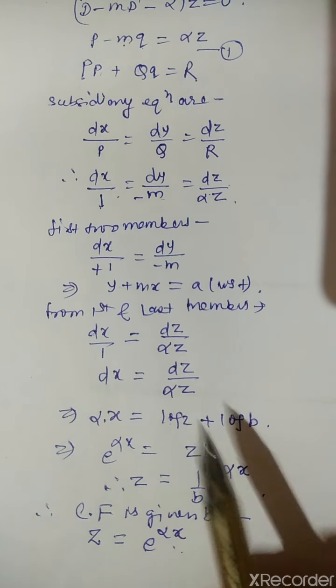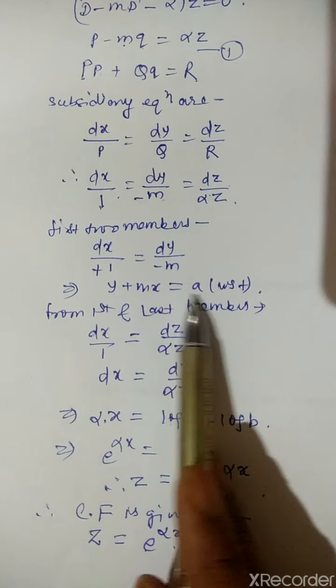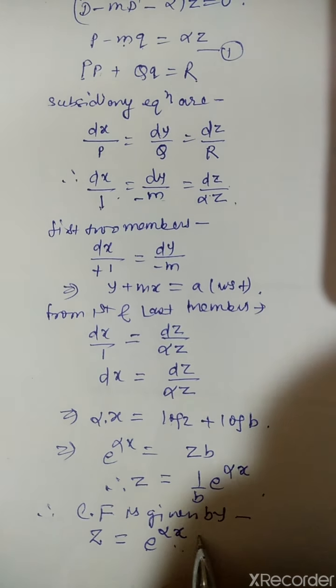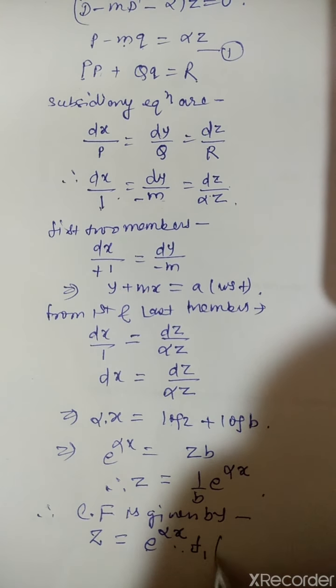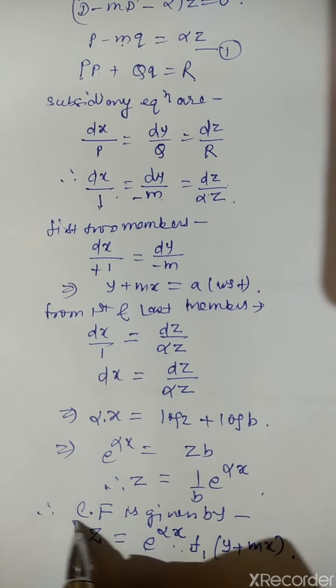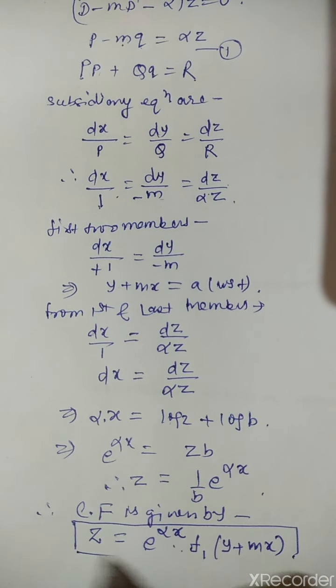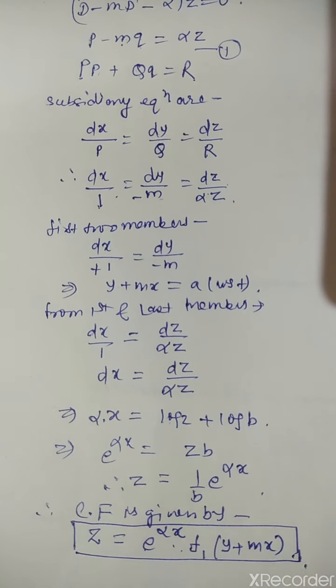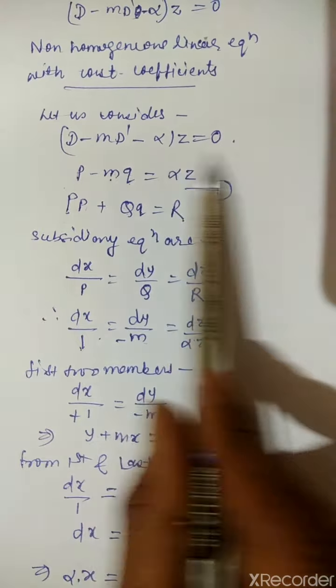We just neglect this constant value, so we write z = e to the power alpha x into, the first one is y + mx in place of a. So here it is f(y + mx). So this is the CF when we have this type of differential equation.